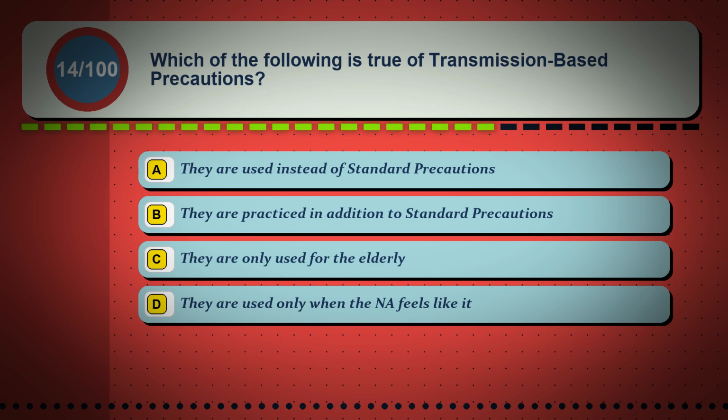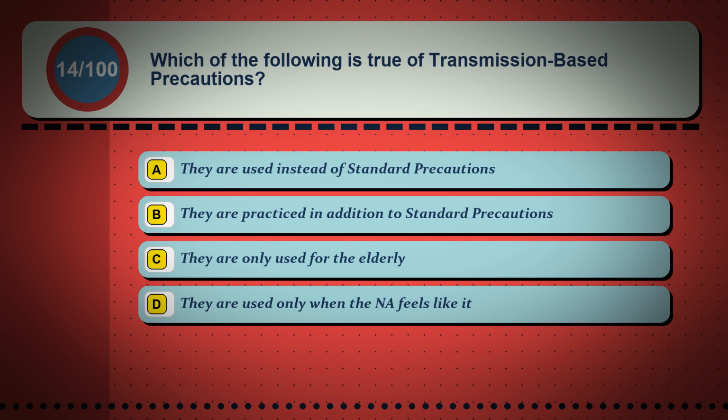Option A. They are used instead of standard precautions. Option B. They are practiced in addition to standard precautions. Option C. They are only used for the elderly. Option D. They are used only when the NA feels like it.